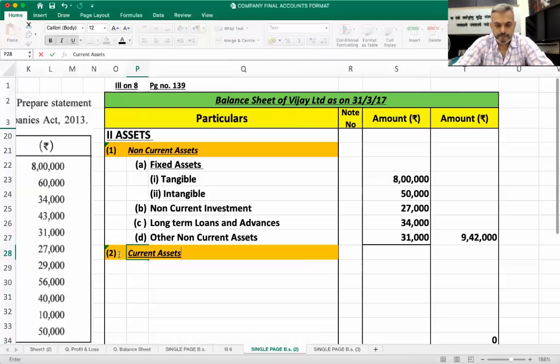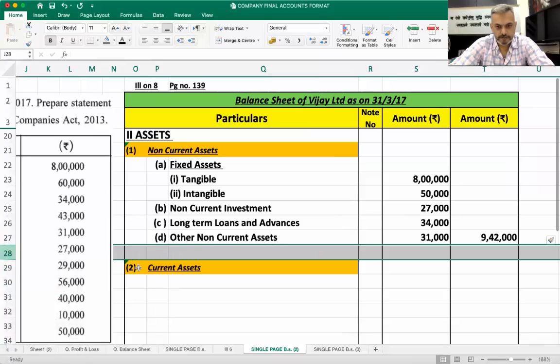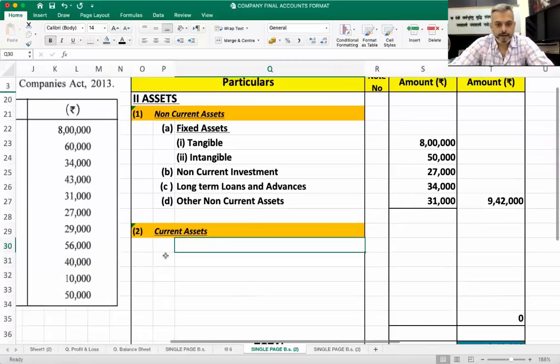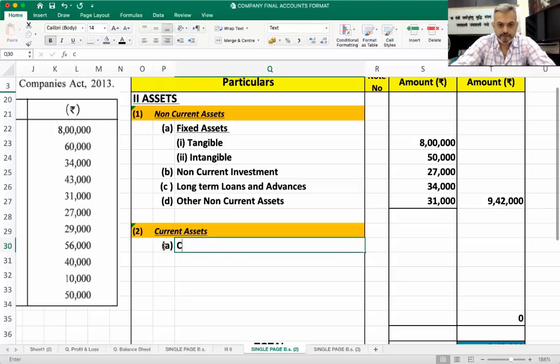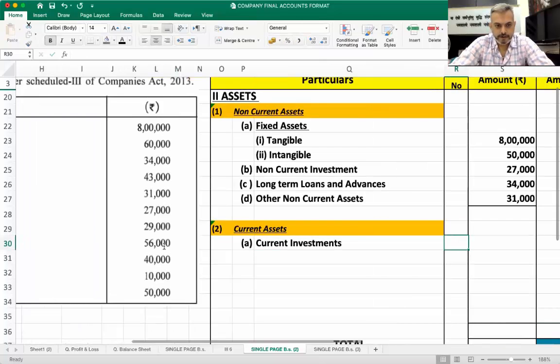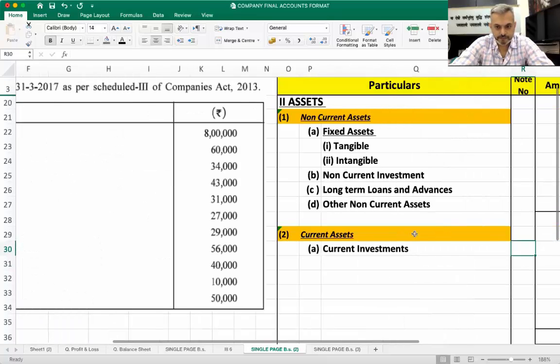current assets. Current asset, so non-current asset and current asset. In current asset, we have a short form, CITCSO. So we can start with current investment. Let's check out. Do we have current investment? Yes, 29,000.